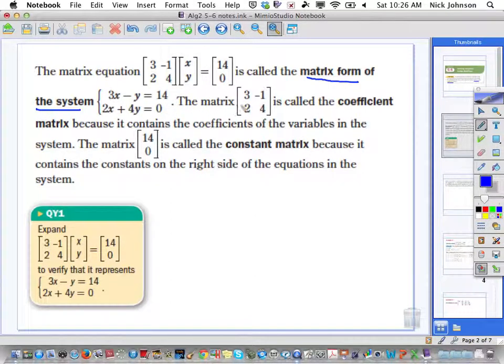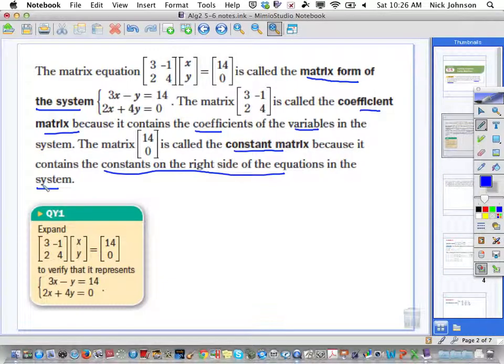Okay? It says the matrix right here is called the coefficient matrix, as I just stated, because it contains all the coefficients of the variables in the system. The matrix [14; 0] is called the constant matrix because it contains the constants on the right side of the equations in the system. So if you look at Quiz Yourself 1, it says expand.